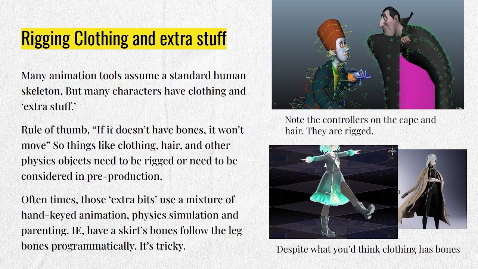Rigging, clothing, and extra stuff. Kind of like what I was talking about with the League of Legends example. If you look here on Hotel Transylvania, there's all these little things on Dracula. That's all on Dracula's cape. That's all the little points that the cape can move. It has a lot of them. You see, I think it's Jeff. It's been a while since I've watched Hotel Transylvania. His hair has some controllers. His hair has joints. His hair has bones in it.